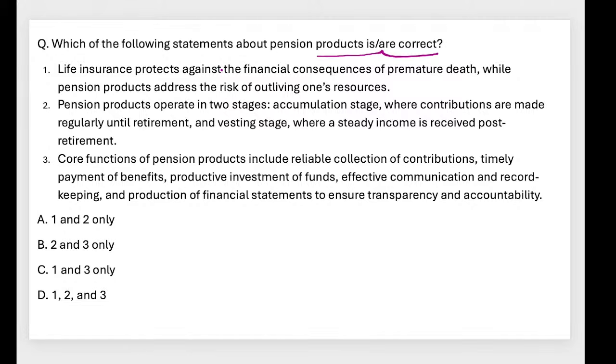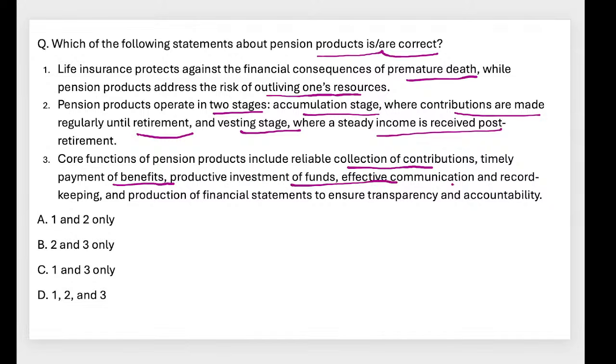Okay. So, life insurance product protects against the financial consequences of premature death, while the pension product addresses the risk of outliving one's resources. The second statement is pension products operate in two stages. One is the accumulation stage, where contributions are made regularly until retirement. Vesting stage, the other stage, where a steady income is received post retirement as well. Core functions of the pension product include reliable collection of contributions, timely payment of benefits, productive investment of funds, effective communication and record keeping, and production of financial statements to ensure transparency and accountability.